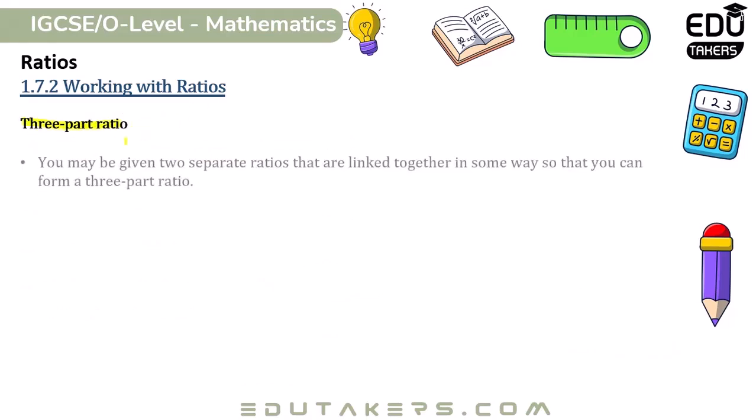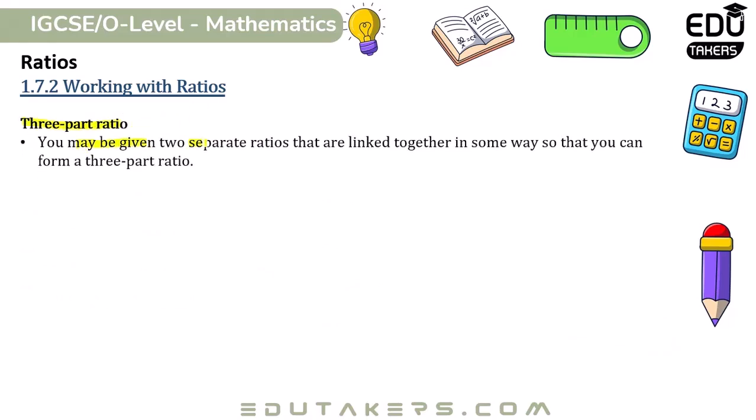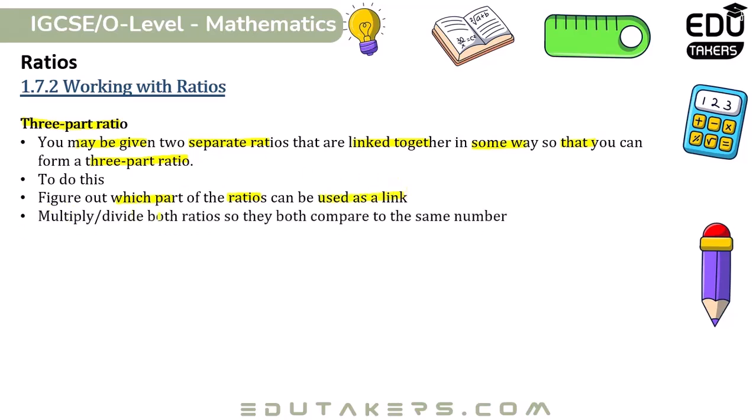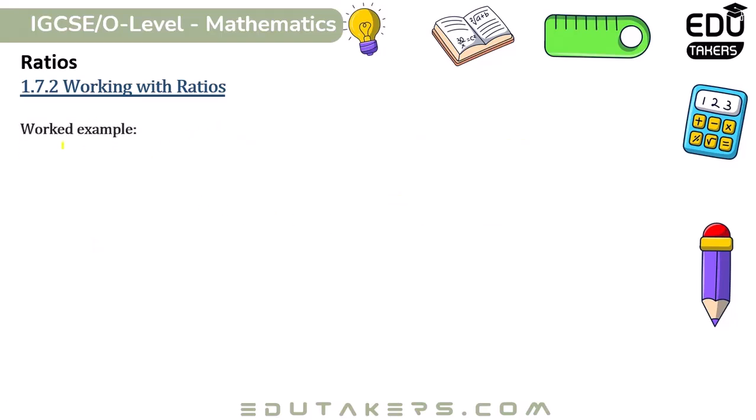3-part ratio. You may be given two separate ratios that are linked together in some way so that you can form a 3-part ratio. To do this, figure out which part of the ratios can be used as a link. Then multiply or divide both ratios so they both compare to the same number. Then link them together and simplify. Worked example.